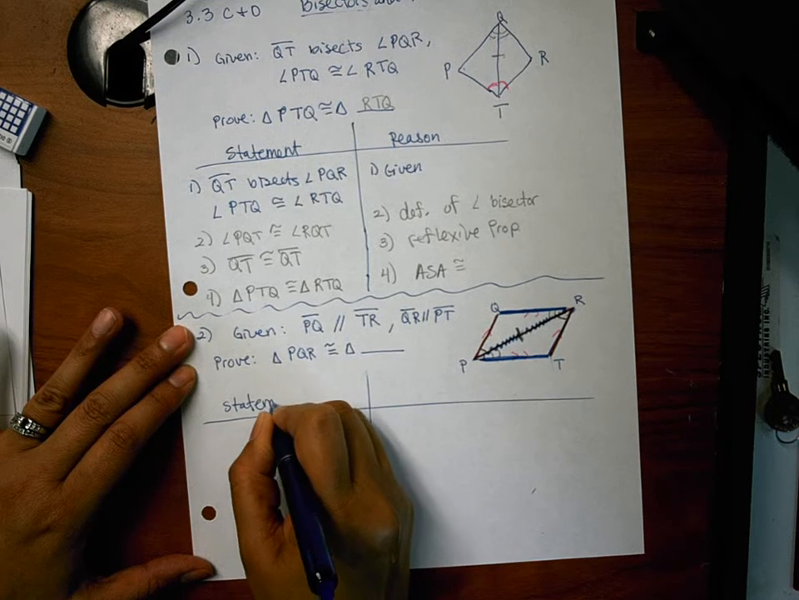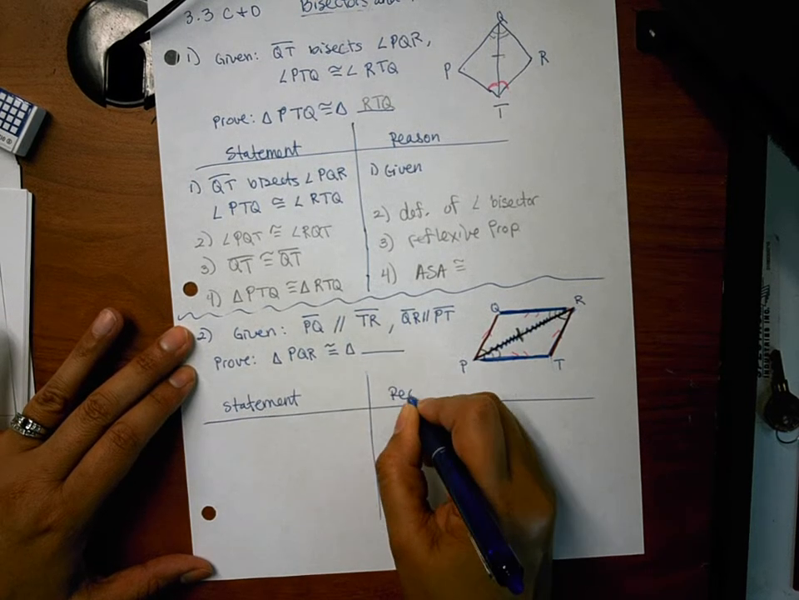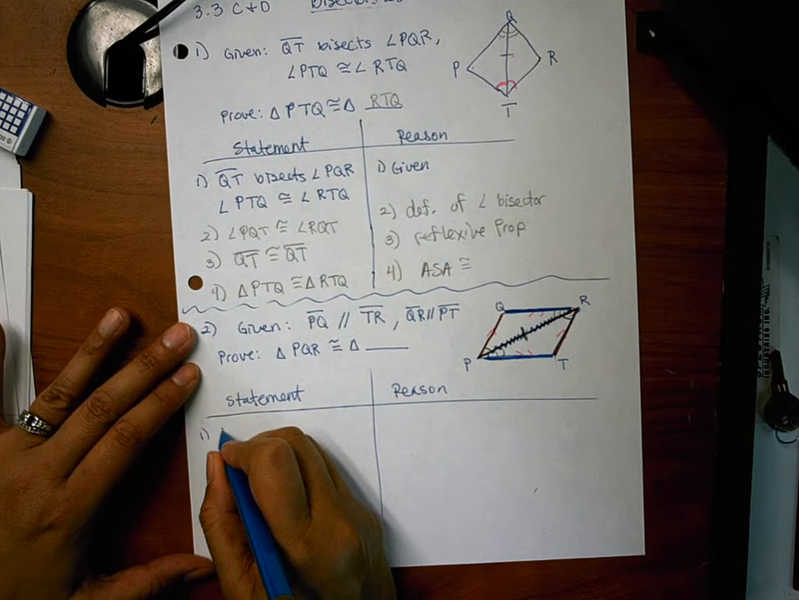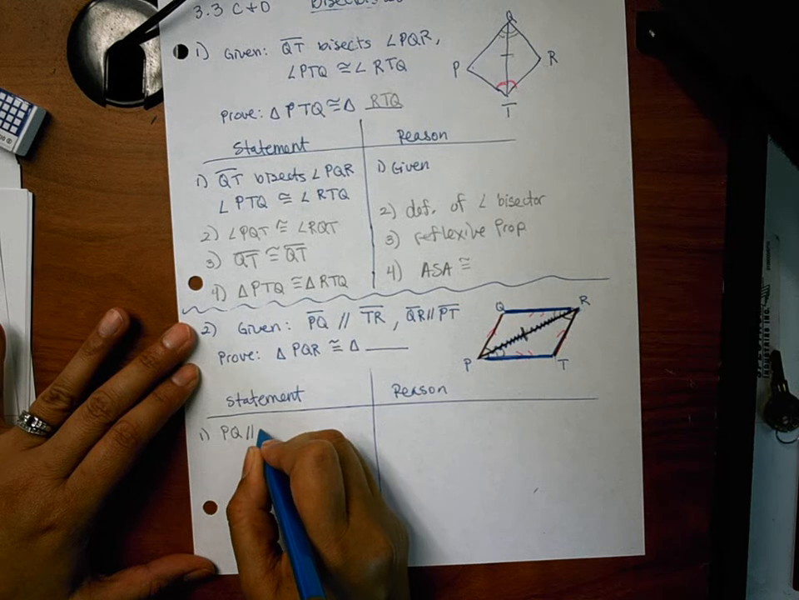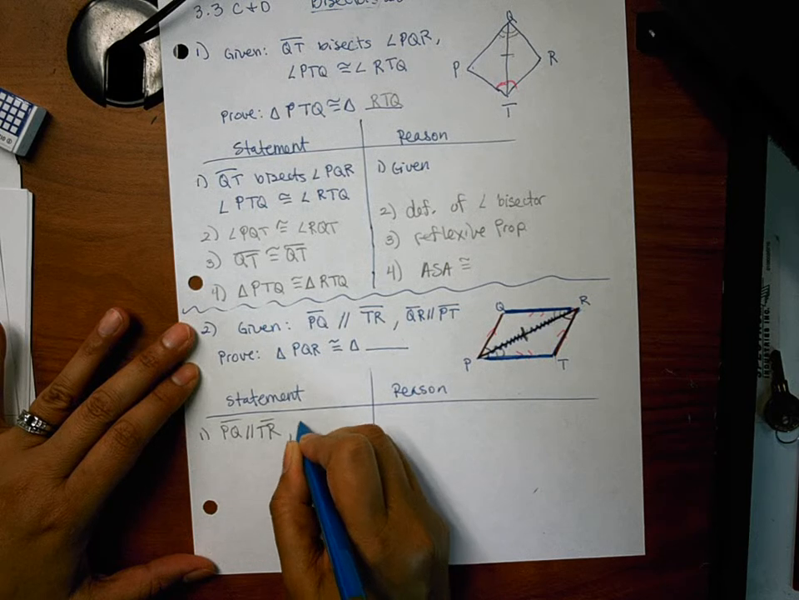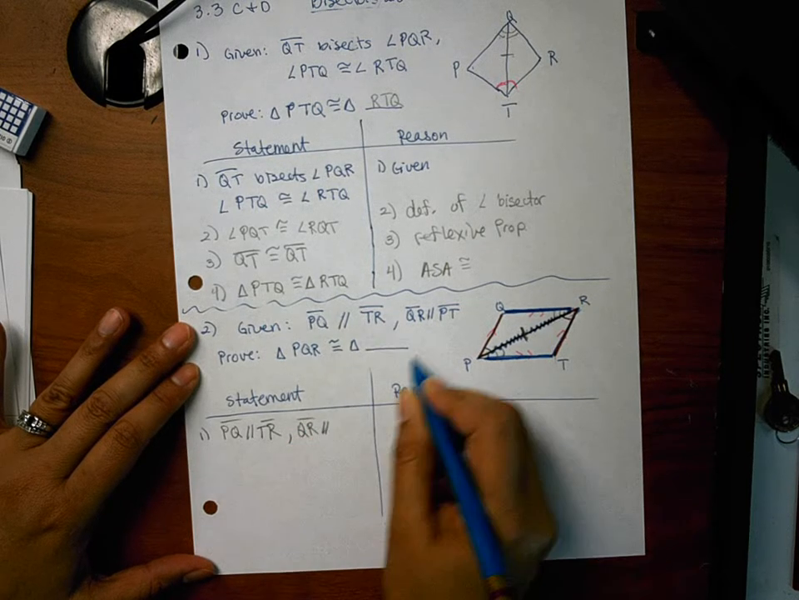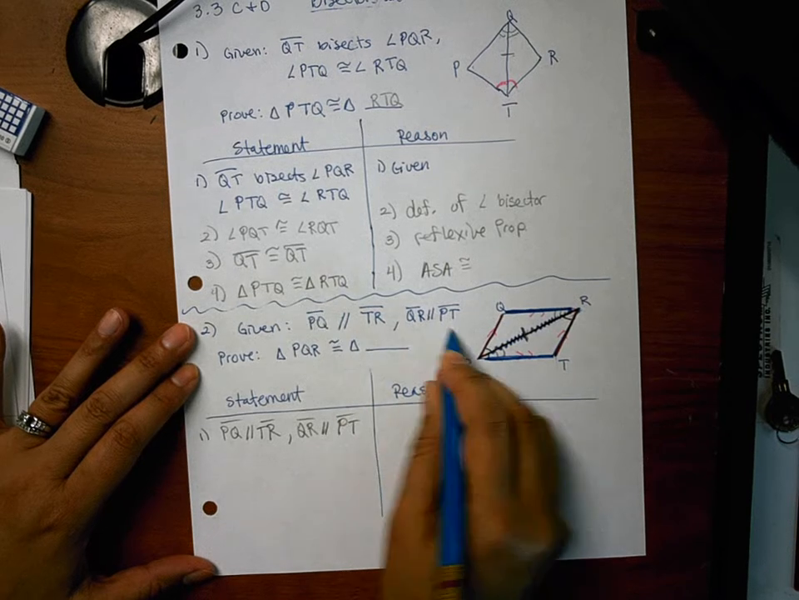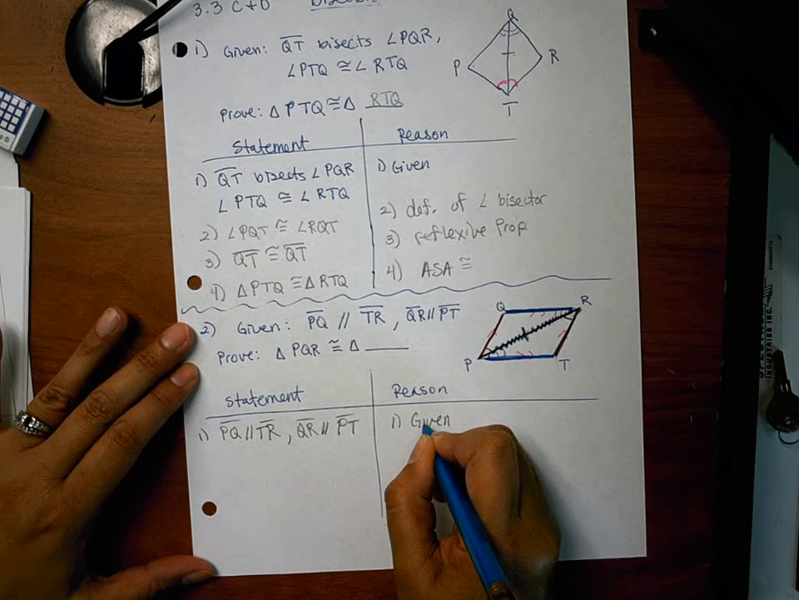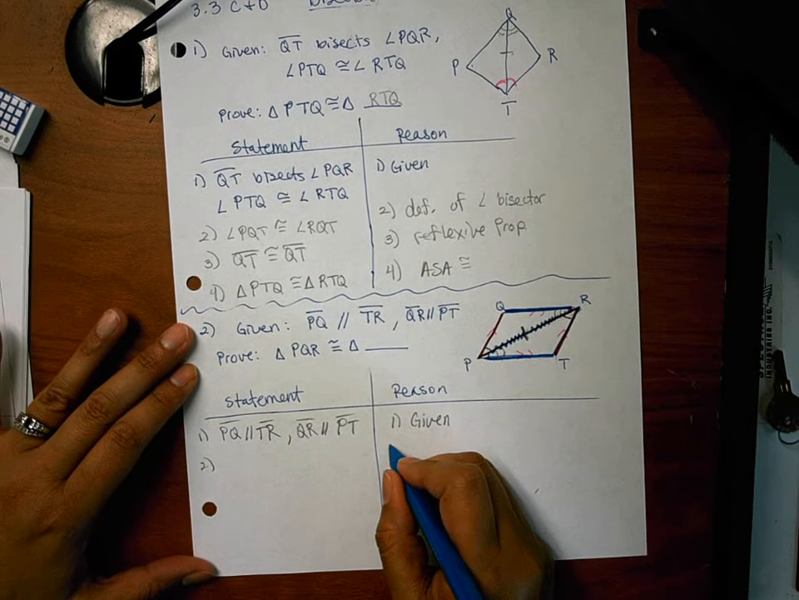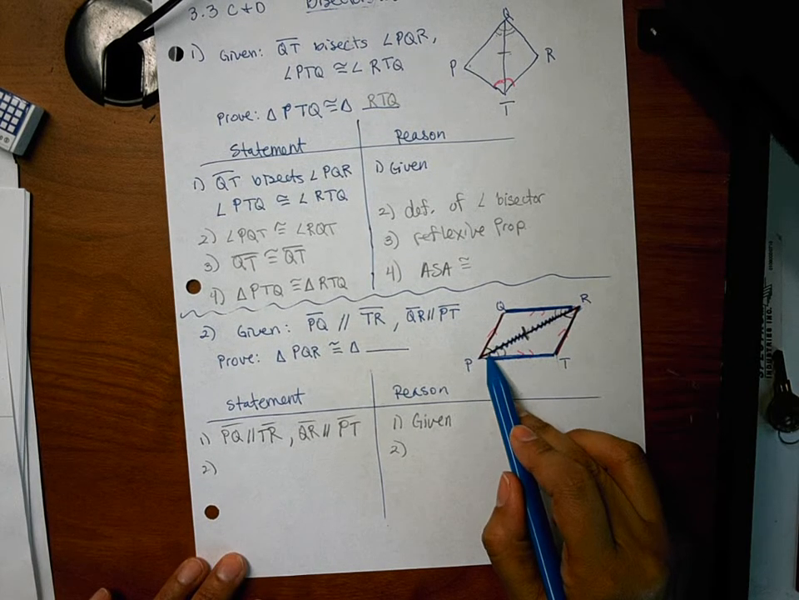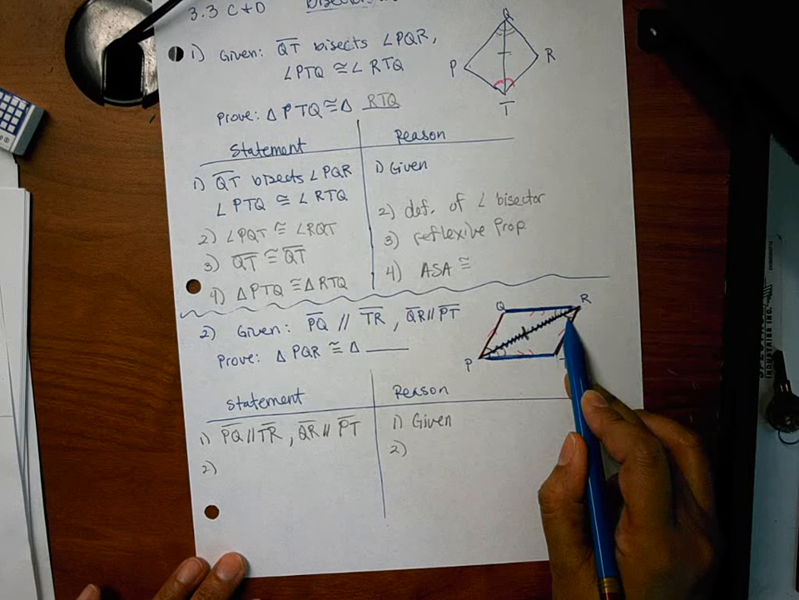Oh, sorry. Let's do the statement and reason. Number 1, always the easiest piece, PQ is parallel to TR, and QR is parallel to PT. I'm just using that from right up here, and that's because it is given information. All right, number 2, I'm going to put the angle markings that we have in there.